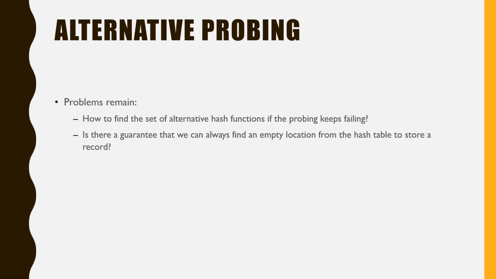Now, after discussing the basic idea of alternative probing, two practical issues remain. First, how do we choose the set of hash functions when we do not have a bound on how many we need? Second, can we always find an empty location to accommodate a new record?